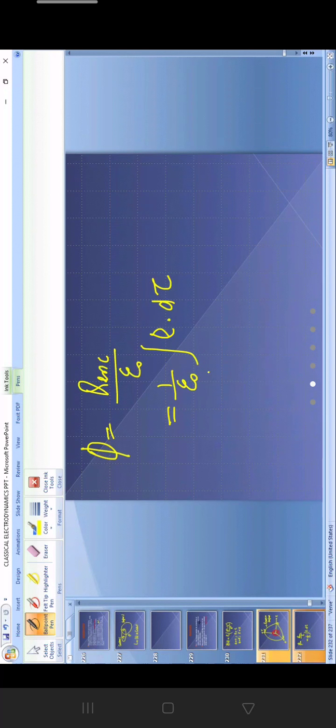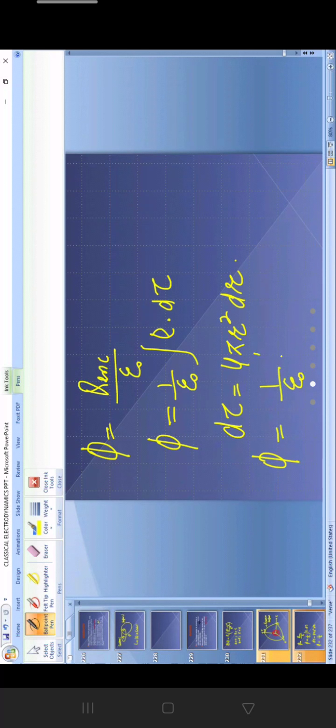And d tau is what? It's the spherical volume element, which is equal to the surface area of the sphere, 4 pi r squared, multiplied by dr. So d tau is 4 pi r squared dr. Then substitute it here. So the flux phi will be equal to 1 by epsilon naught, and then you will have to substitute the value of rho here.